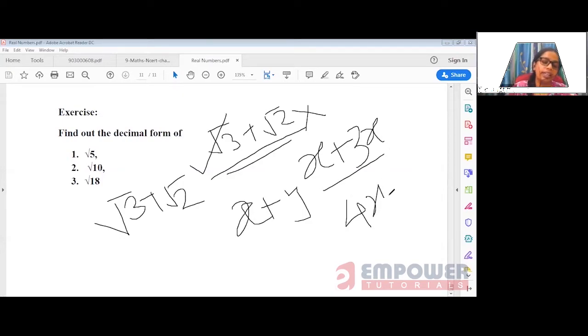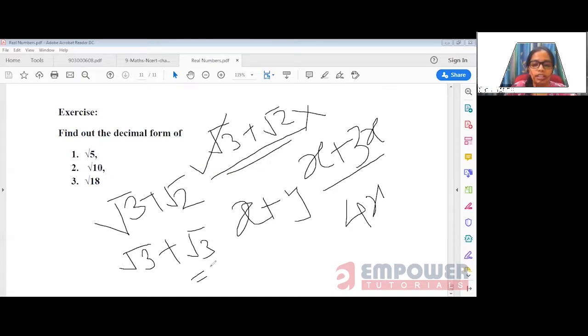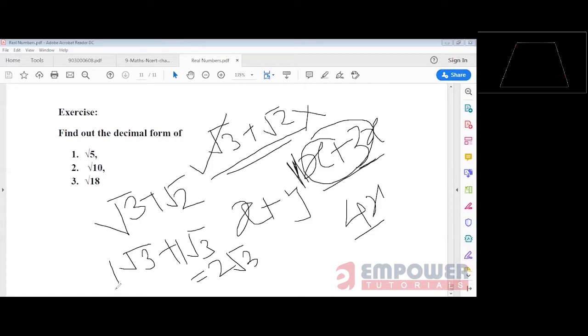The same is the case for irrational numbers. If you have something like root 3 plus root 3, it will be 2 root 3, right? You have to use the same method as here. If there is nothing, you consider it as 1. Here it is 3, so 1 plus 3 will be 4x. Here there is nothing, that means it is 1. So we have to consider the irrational number as a variable.